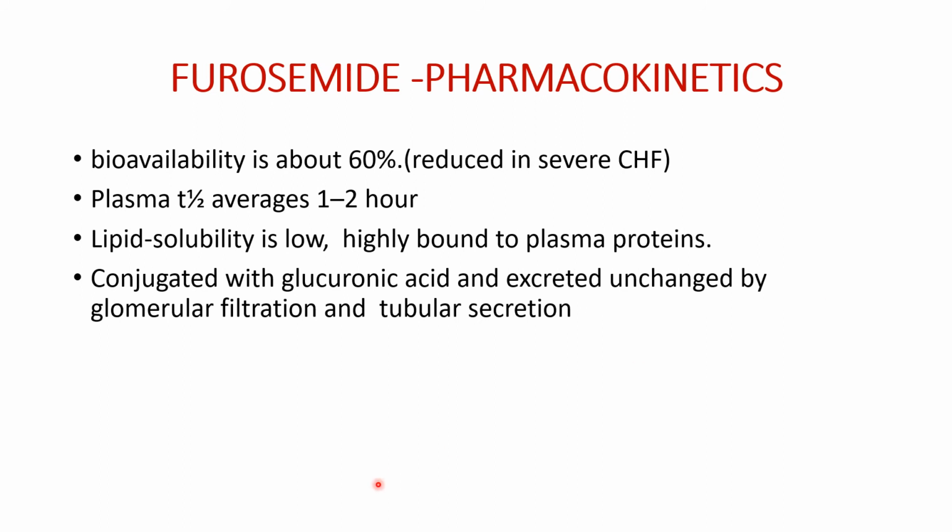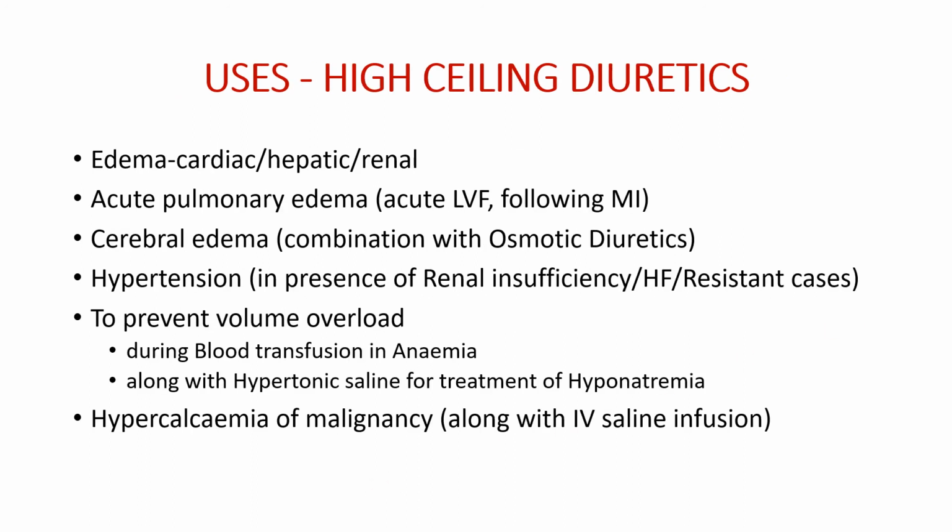Bioavailability of furosemide is 60%, and this bioavailability is further reduced in cases of severe congestive heart failure because of the intestinal wall edema. The plasma half-life averages 1 to 2 hours, and it has very low lipid solubility, and it's highly bound to plasma proteins. It is partly conjugated with glucuronic acid and excreted unchanged by glomerular filtration and tubular secretion. The uses of high ceiling diuretics.